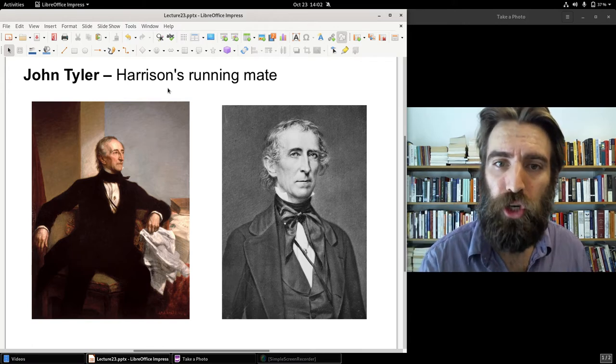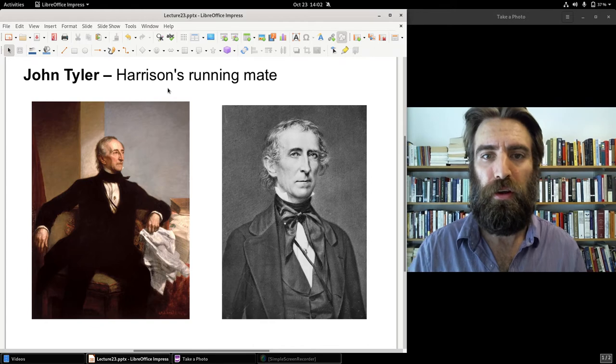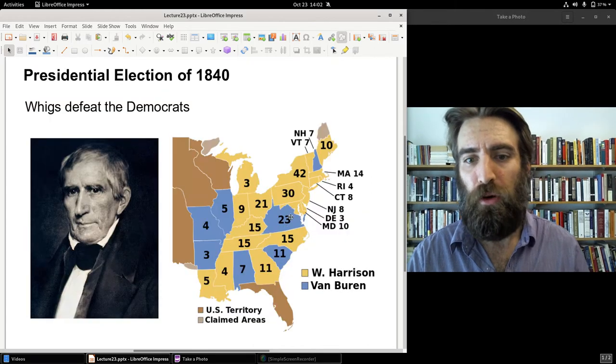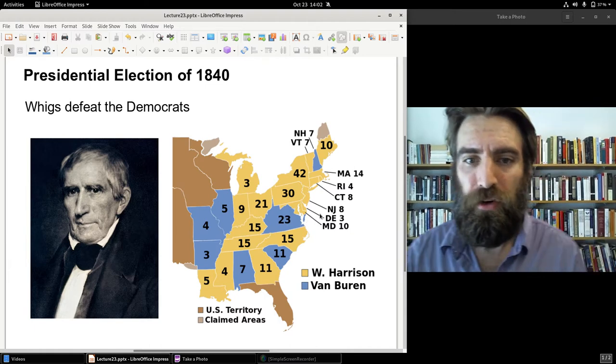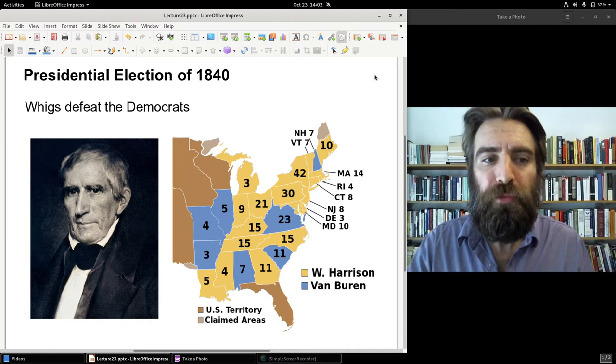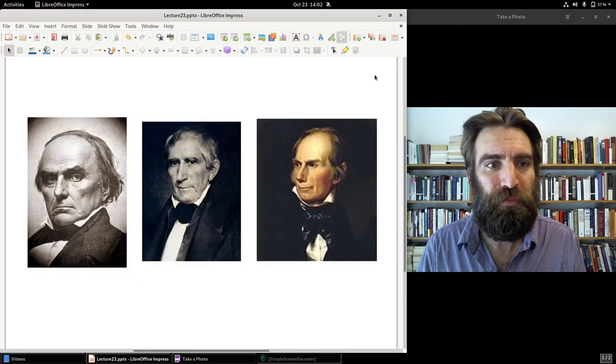John Tyler was from Virginia. And so the Whigs say, vice president, doesn't matter. Let's put him on the ticket in order to win Virginia, which they actually didn't end up winning. Van Buren still won Virginia, and they didn't need Virginia in the first place, but that's what they did. It was a purely political move.